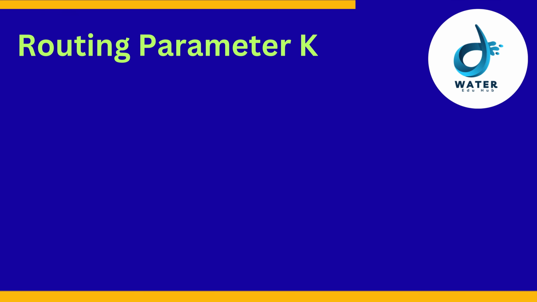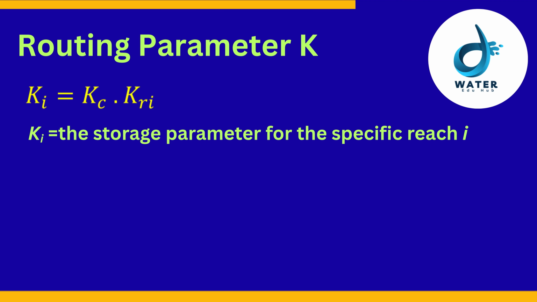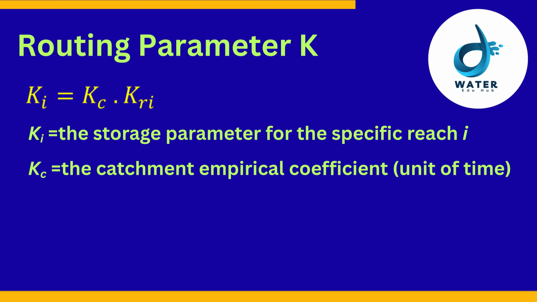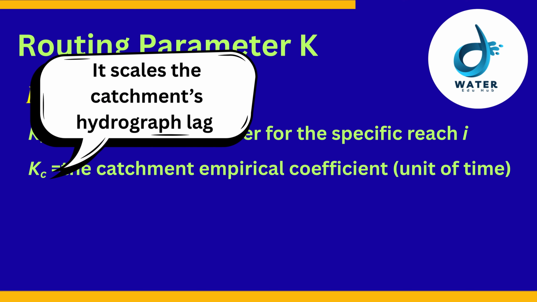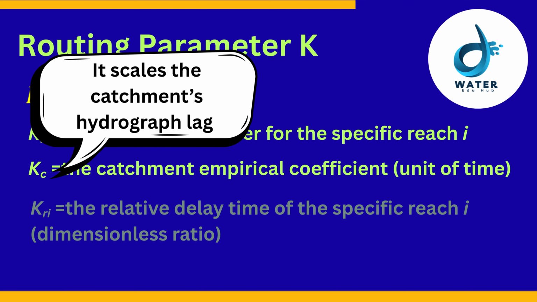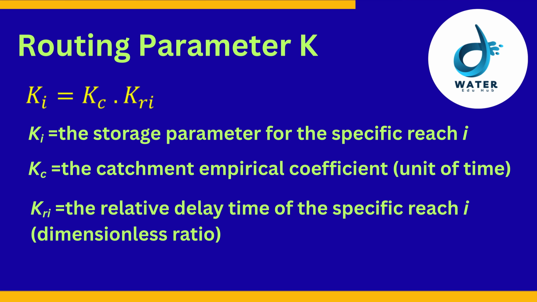This is expressed as ki = kc × kri, where ki is the storage parameter for the specific reach i, kc is the empirical coefficient applicable to the entire catchment and stream network. It has units of time and effectively scales the hydrograph lag for the whole basin. And kri is the relative delay time, a dimensionless ratio applicable to the individual reach i.